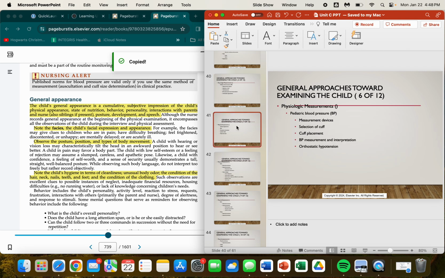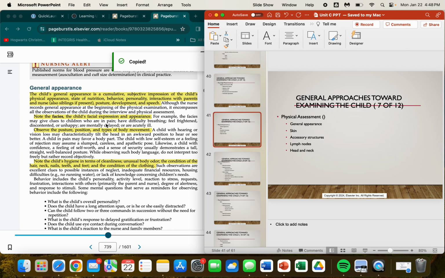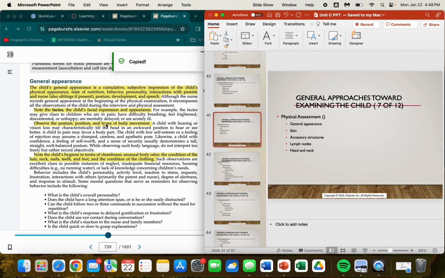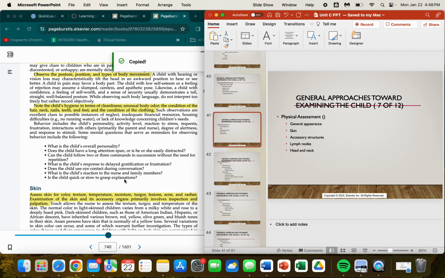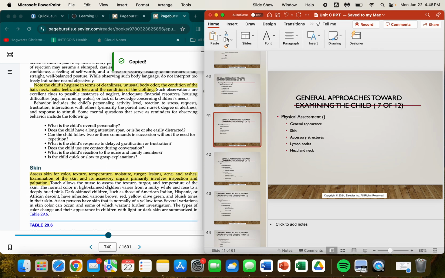When we talk about appearance on physical assessment, obviously our child's appearance is important. We want to note the subjective impression of the child's appearance. We also want to observe their positioning, their body movement, their behavior, their manner, hygiene, cleanliness, body odor. All of those things are important to note upon appearance.